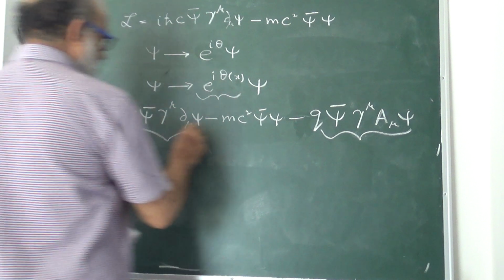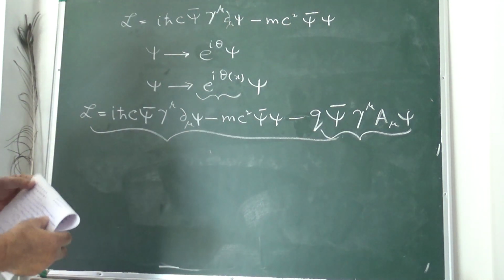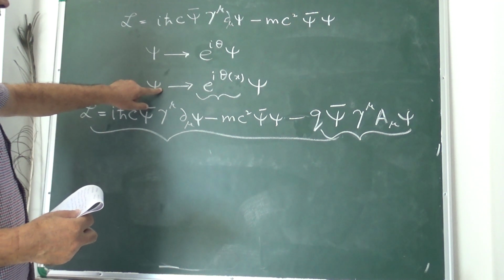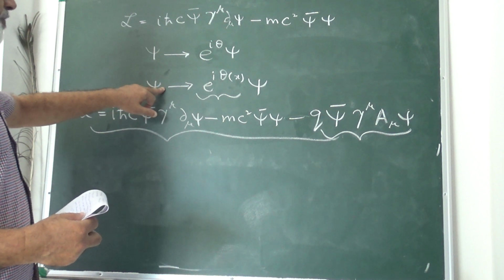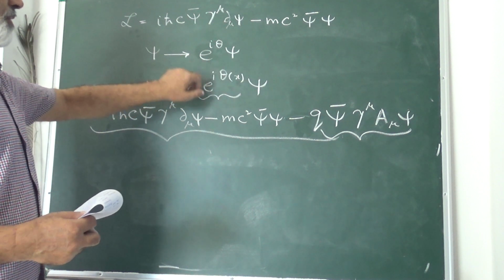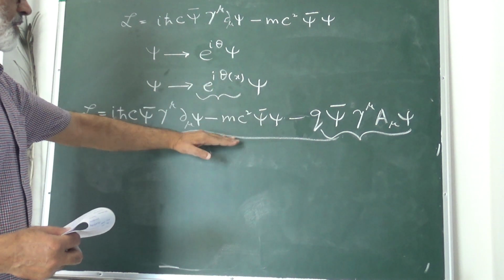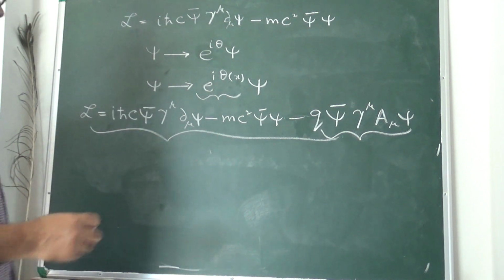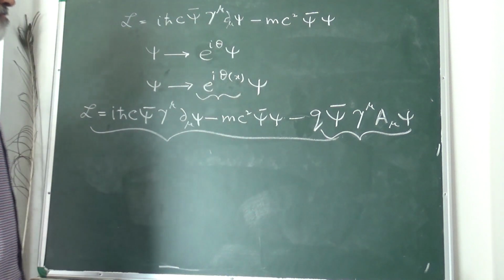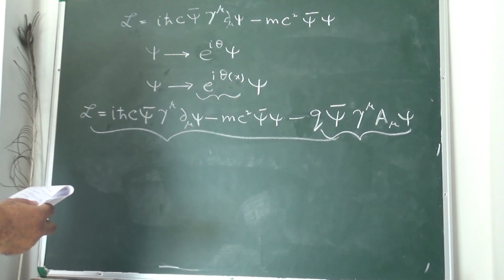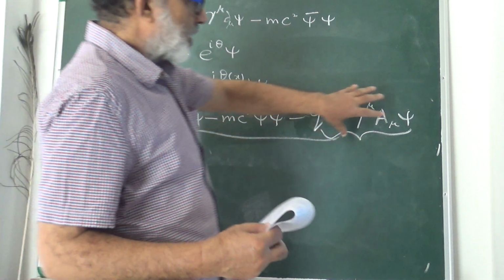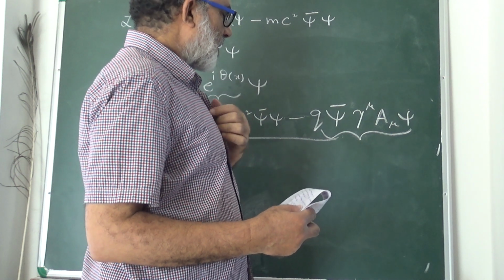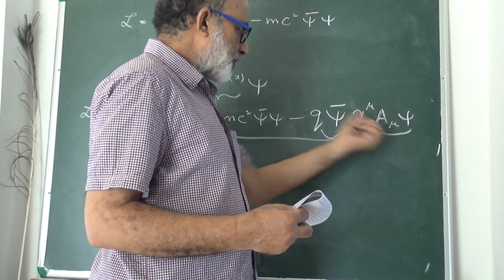So this is our Lagrangian, which remains invariant under the transformation. If you transform the fermion field psi by this phase factor, you will find that the Lagrangian remains invariant. But this is not the complete picture, because although we have included the interaction of the electromagnetic field with the fermion field, we have to have a Lagrangian of the electromagnetic field also.